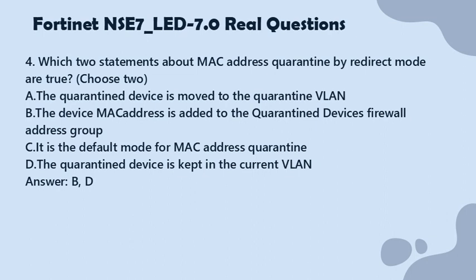4. Which two statements about MAC address quarantine by redirect mode are true? Choose 2. A. The quarantined device is moved to the quarantine VLAN. B. The device MAC address is added to the quarantined device's firewall address group. C. It is the default mode for MAC address quarantine. D. The quarantined device is kept in the current VLAN. Answer: B, D.